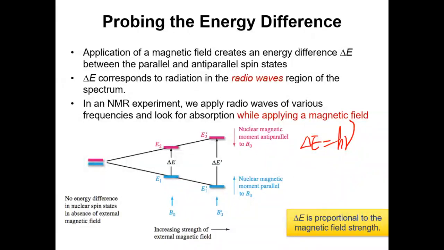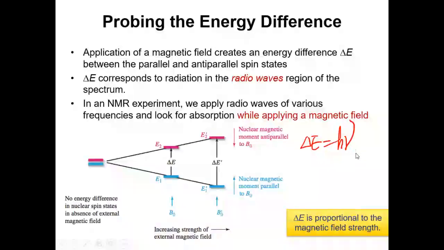Under these two states, the energy difference is directly proportional to the external magnetic field. This is important: directly proportional to the external magnetic field. If the external magnetic field B0 becomes stronger, the energy difference between the two states becomes greater. Then the photon frequency needed to promote the nuclei from the low energy state to the higher energy state also becomes higher.